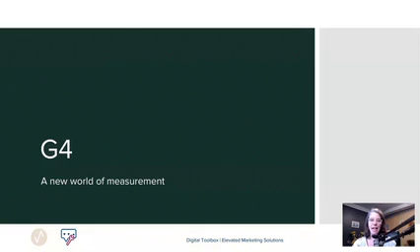And it is a new world of measurement. So you may or may not be aware that G4 is coming. That is a whole new way to look at data. Our way that we have always looked at data with Universal Analytics has a lot of changes. And so what we're going to go through today is what all of those changes are.